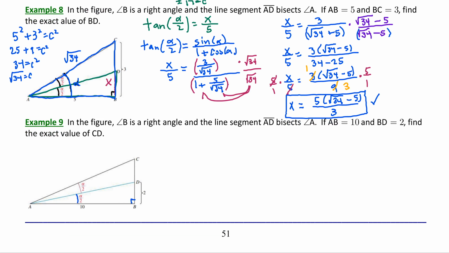So once again, this angle is divided up into alpha over 2 for both angles, so we'll call the entire angle alpha. If AB equals 10 and BD equals 2, find the exact value of CD. So this time we have the shorter segment, and we are looking for the length of the longer segment. Now, for ease of notation, we'll call the length of segment CD x.